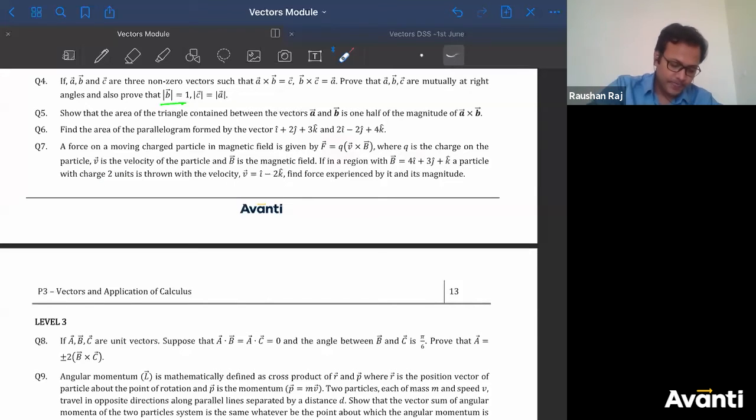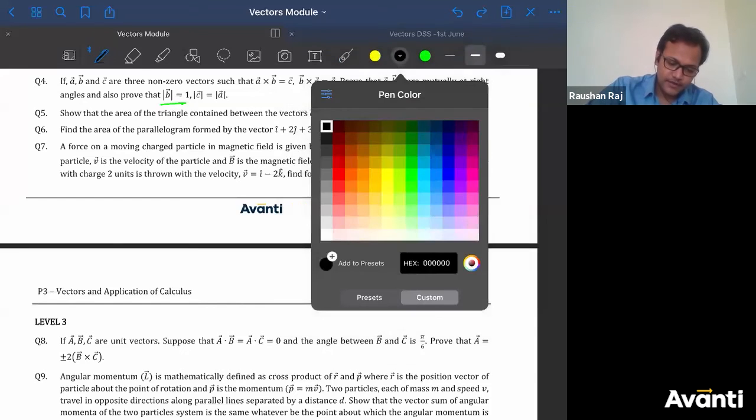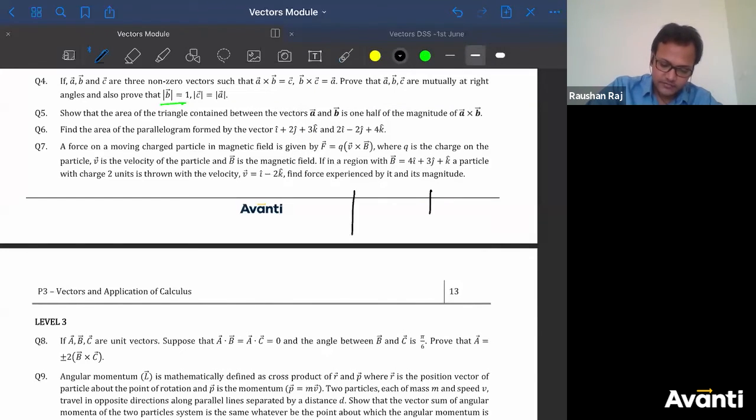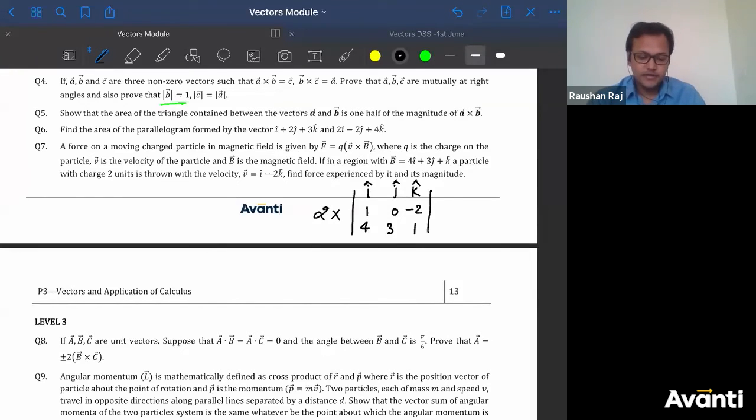What to do? Find this. Let me use black color. Find V cross B. How will you find V cross B? I cap, J cap and K cap. V cross B. V is the first vector, so 1, 0, -2. What is the B vector? 4, 3 and 1. Find out this into 2. That's it, because it is Q V cross B. This is V cross B into Q. Q is 2 units. Just find out this. That is the answer.